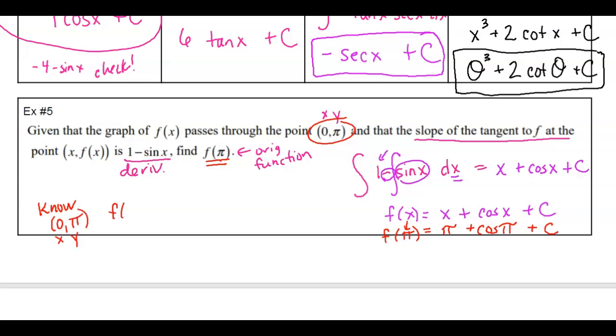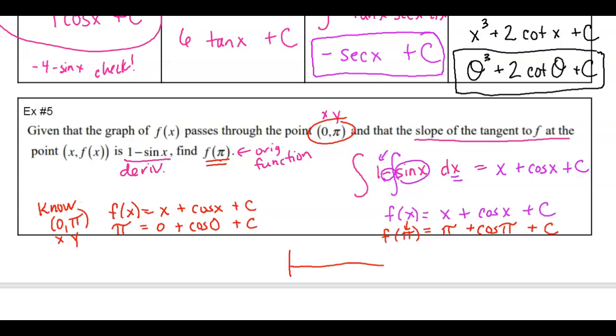So I'm going to use that same equation again, but in a different way. We're just not ready to do this, so we're going to wait. So x plus cosine x plus c. This is our general antiderivative, and if we find our particular solution, then we can find the exact value. So I know this is pi, because f of x is the y value. X is 0.